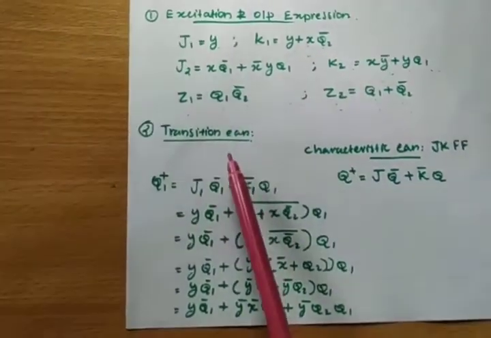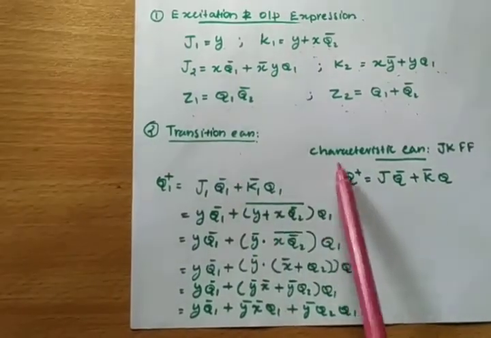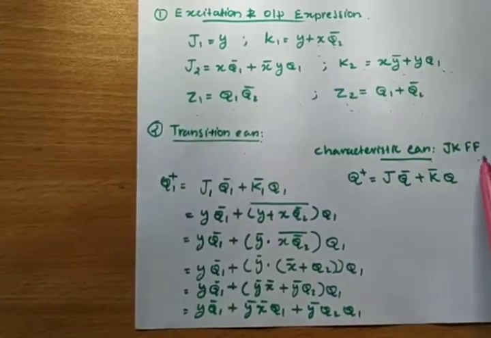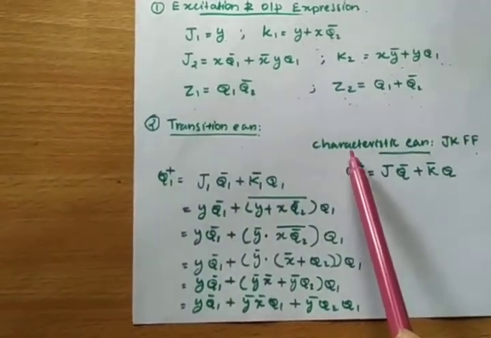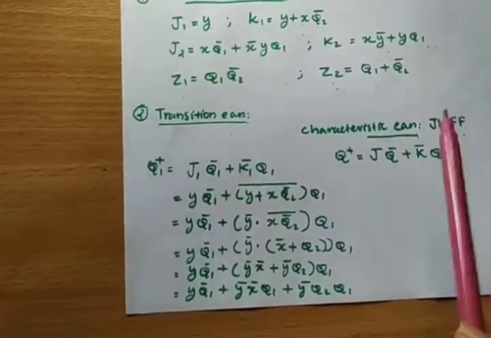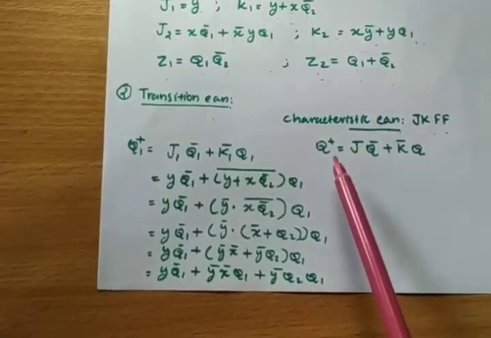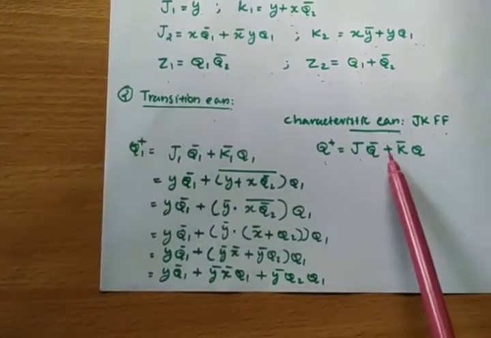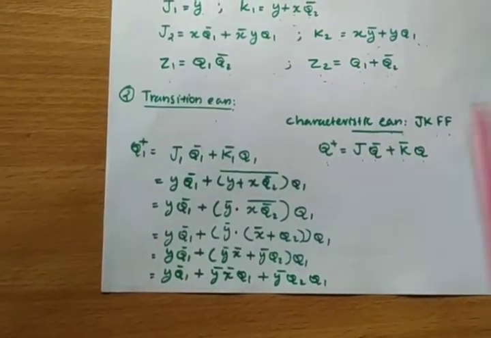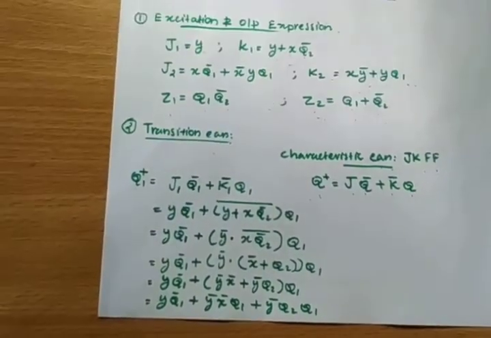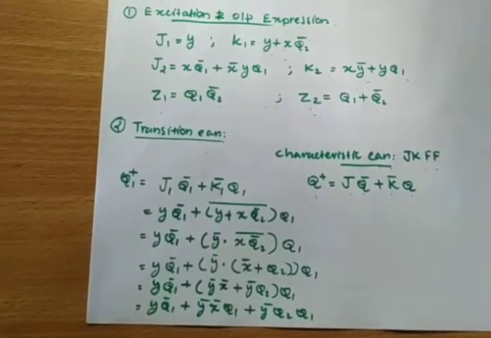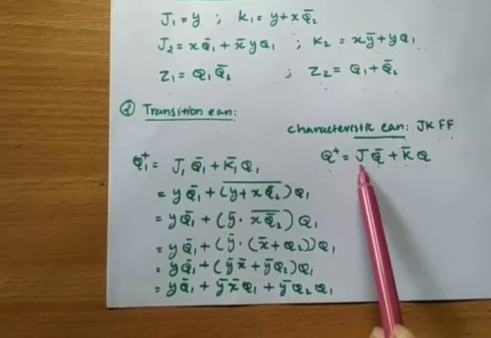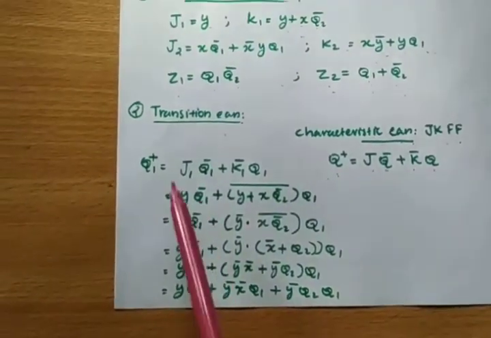If you need to write a transition equation, you need the characteristic equation of the JK flip-flop. Why? Because we chose the JK flip-flop as the flip-flop here. So what is the JK characteristic equation? You know that the next state Q plus is equal to J Q bar plus K bar Q. Okay, this is the characteristic equation.